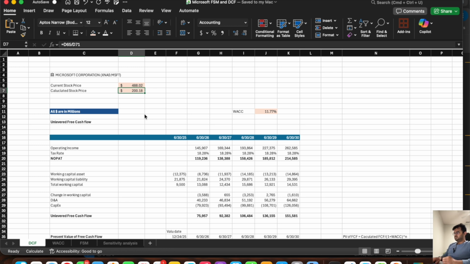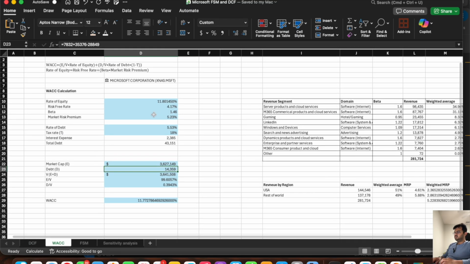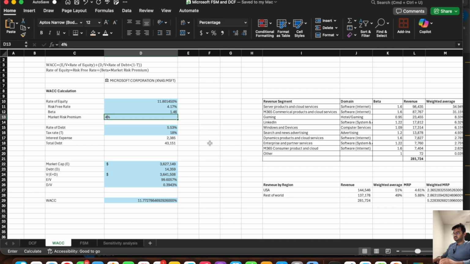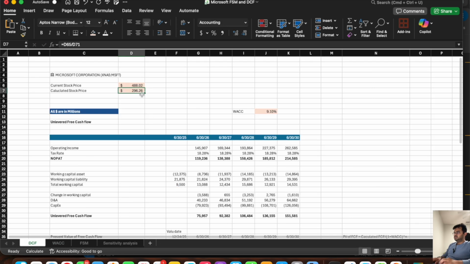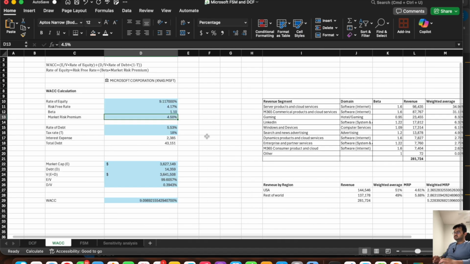And again, a lot of these numbers depend on the assumptions we took. Someone could come and argue, hey, you know what, the beta which you arrived at, 1.46, I feel is too high. They could say the beta can be at maximum in the 1.1 range. And again, someone could say you're expecting too much market risk premium, 5.23 is too high, consider 4.5 percent. So if that is the case, I'm changing the market risk premium to 4.5 percent and the beta to 1.1. In that case, we are seeing the intrinsic value is $296 per share.